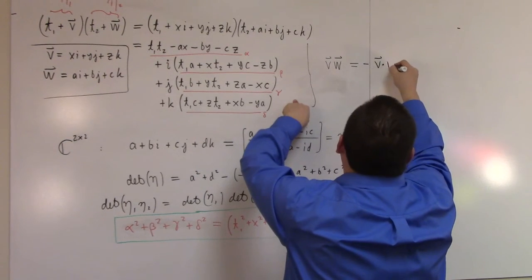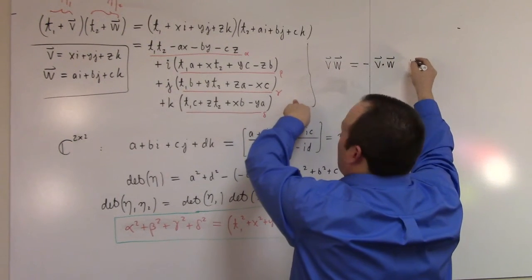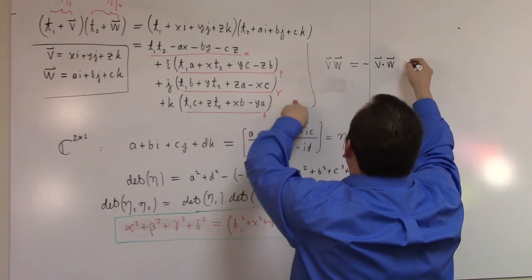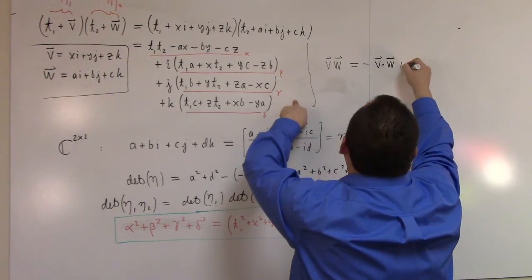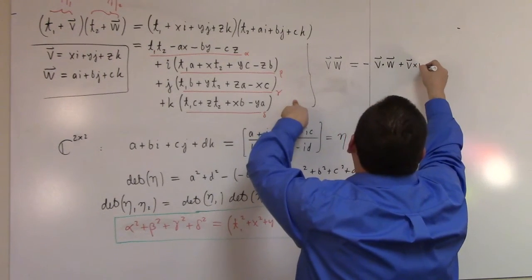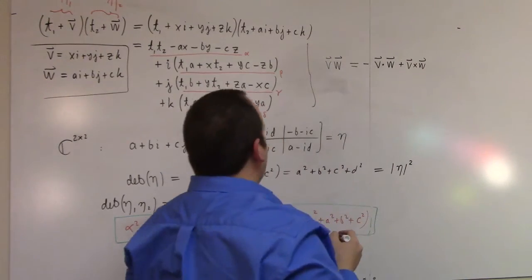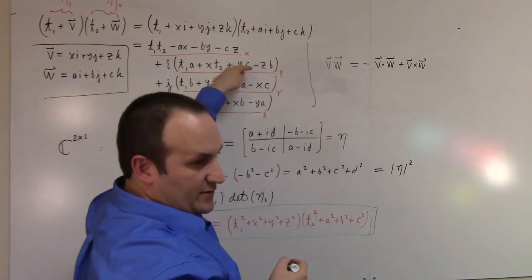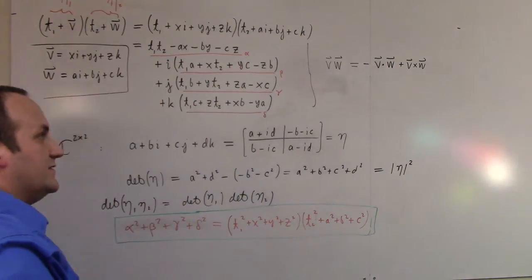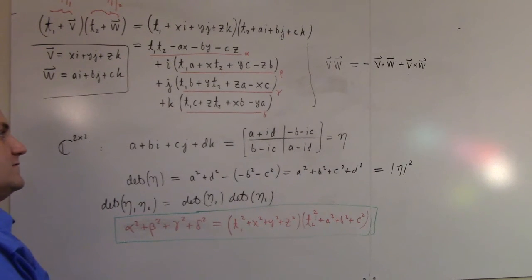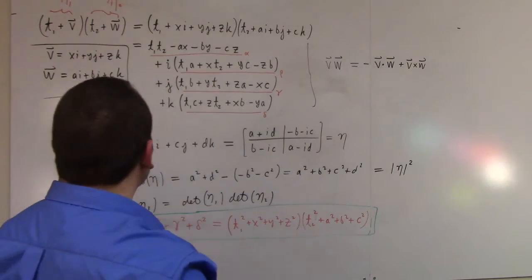Right, so that's minus V dot W. I remember calculating this with my brother when we were teenagers in the basement. That was so cool. Plus V cross W. And by the way, these other terms are exactly the cross product. So the quaternionic product of vectors automatically encodes both the dot product and the cross product like this. Yeah, which is cool.